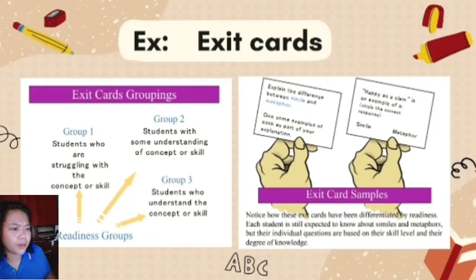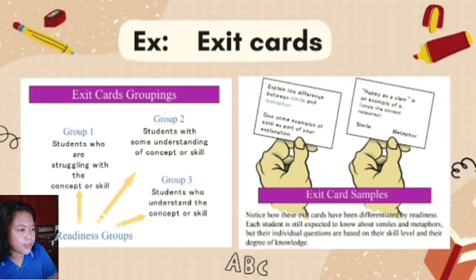Again, going back to our topic, the exit cards, we have here group 2. Sa group 2 naman, yung card is para sa mga estudyante that somehow nakakaintindi ng topic or the concept or skills, nakakagets pa rin sila. And last one here, group 3, these cards are for those students who understand the concept or skills. So para na to sa mga estudyante na nakakapag-multiply nang diretso. So notice how this exit card has been differentiated by readiness.